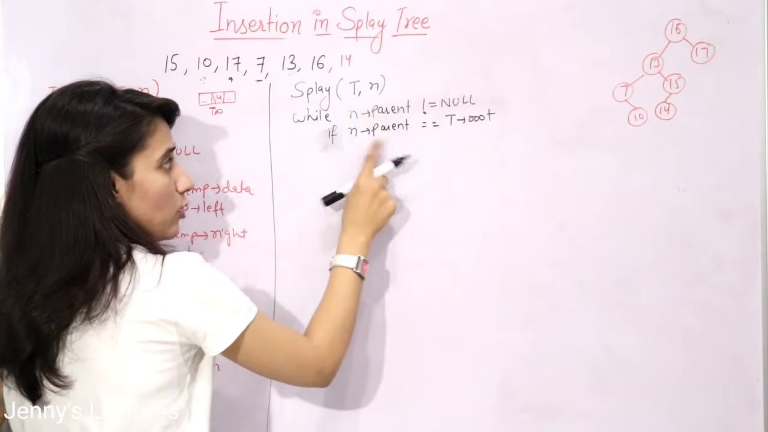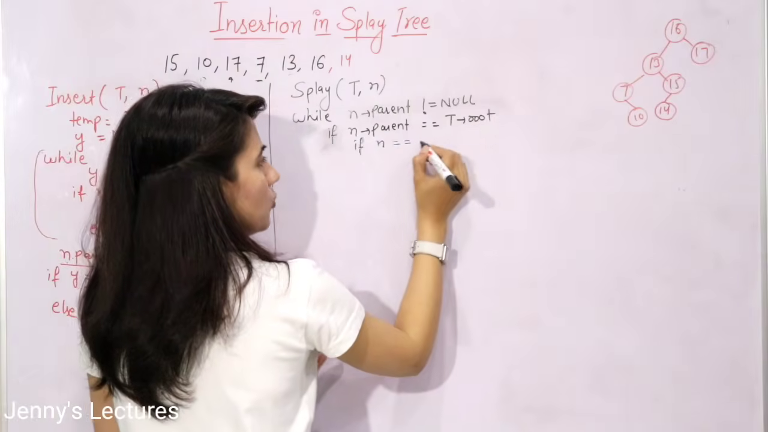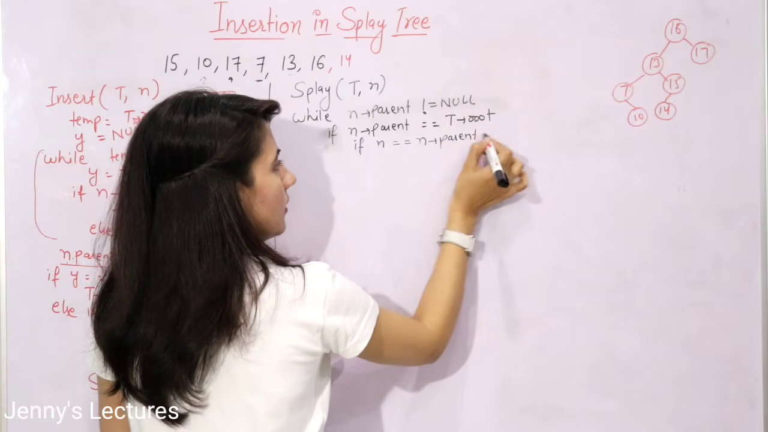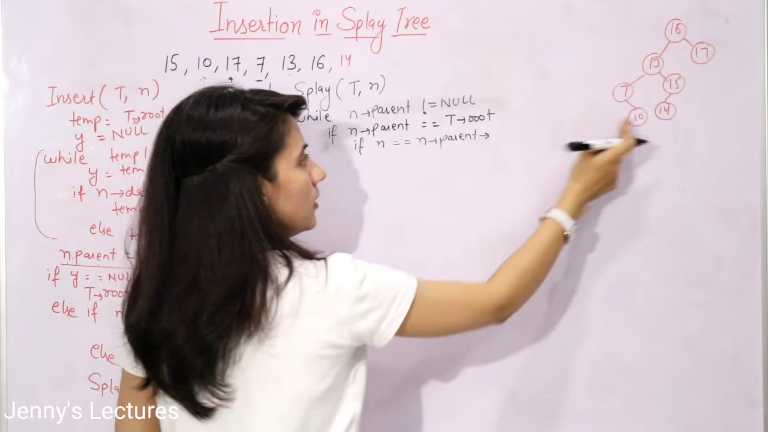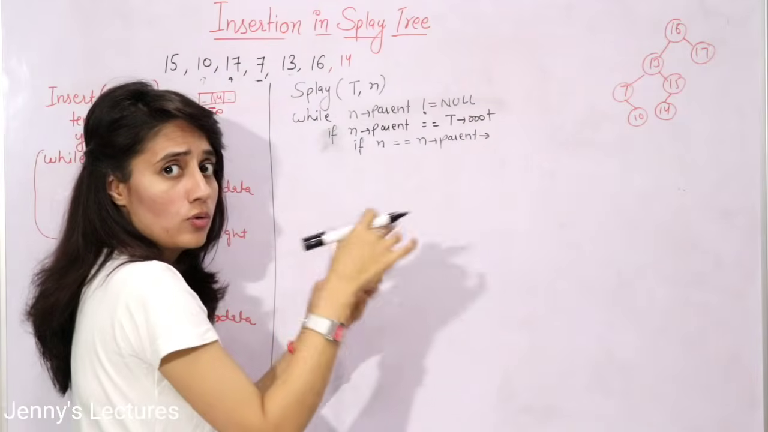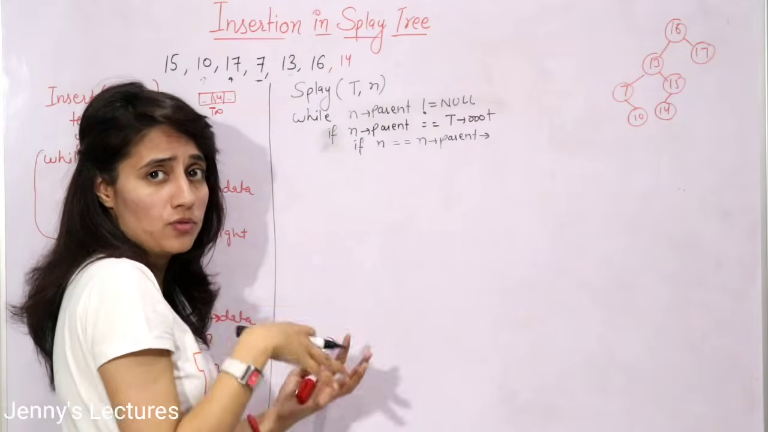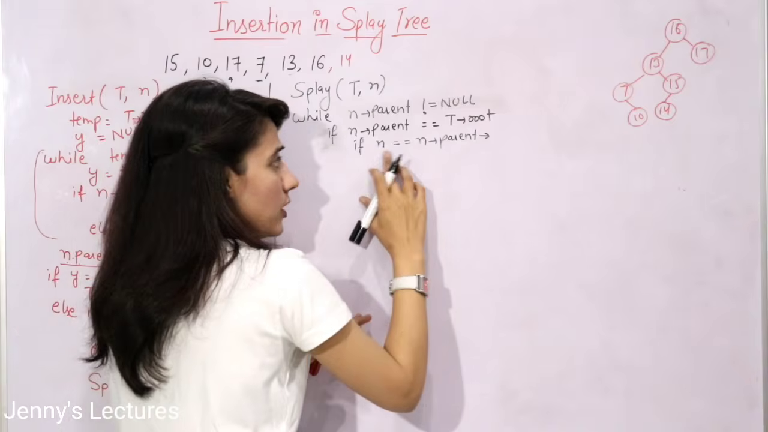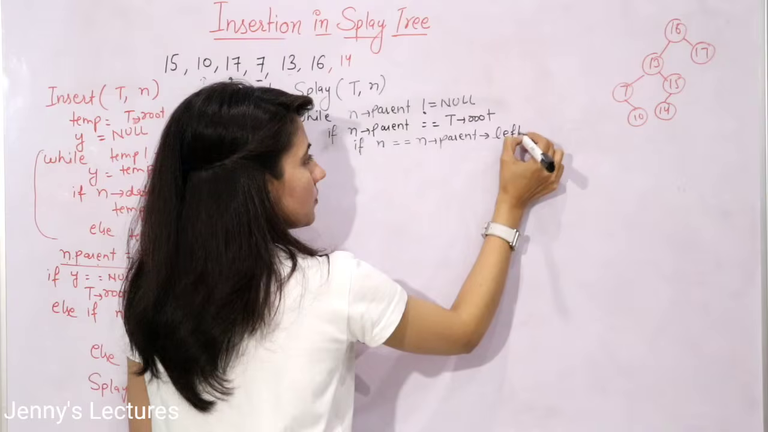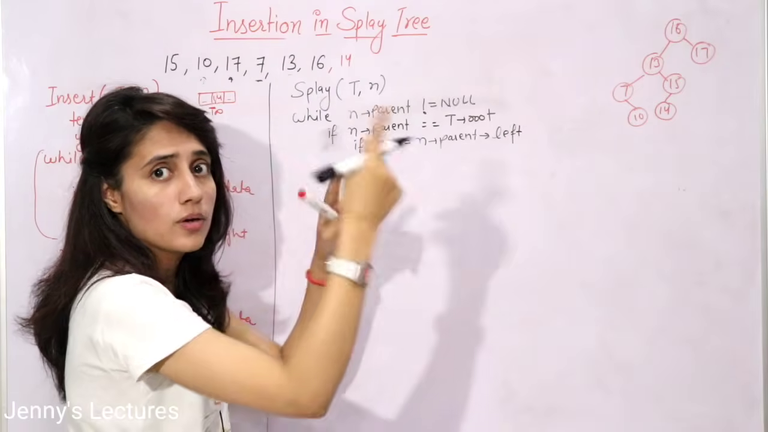So now here also we will check now. If n is equal to n of parent's left, and n of parent means this one, so we will check whether n is left child or right child. According to that only we will decide we will do left rotation or right rotation. So now if this is the left child, suppose it is left, then we will do one right rotation.